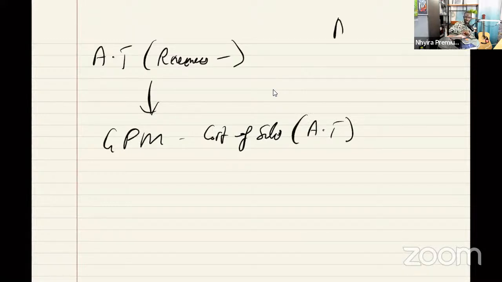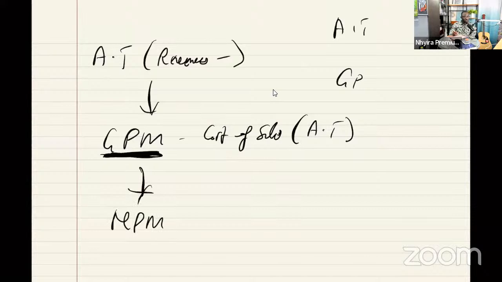Because if the asset turnover is rising, but the gross profit margin is falling, it means that even though the entity may be generating more revenue, its cost of sales are high. So that is why the gross profit margin is falling. So if I'm explaining gross profit margin, definitely I have to make reference to revenue generation or revenue impact of the company. Then after that, I can explain net profit margin.